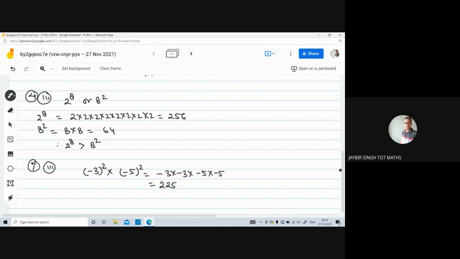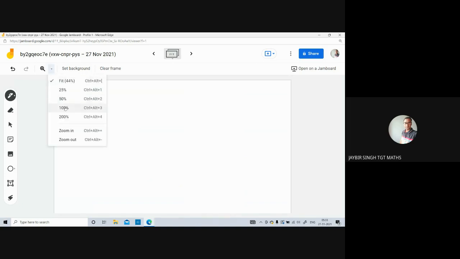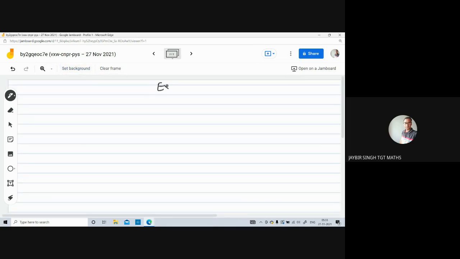I'm starting exercise 13.2 now. Exercise 13.2. Here again we have to find the value. Before this we have some formulas. I'm writing the formulas here. First is a to the power m into a to the power n is equal to a to the power m plus n. Here the important thing is that the base of both the numbers must be the same.